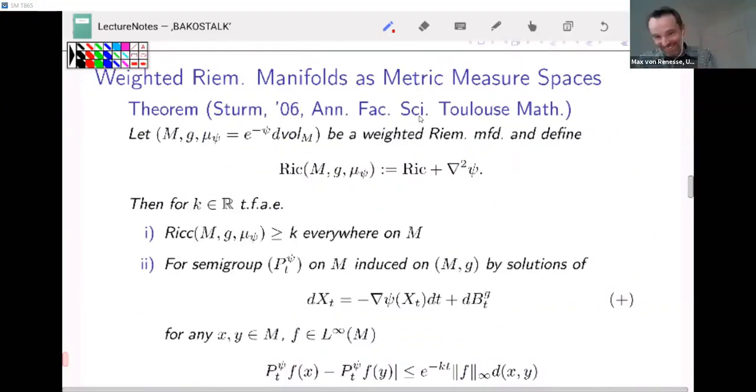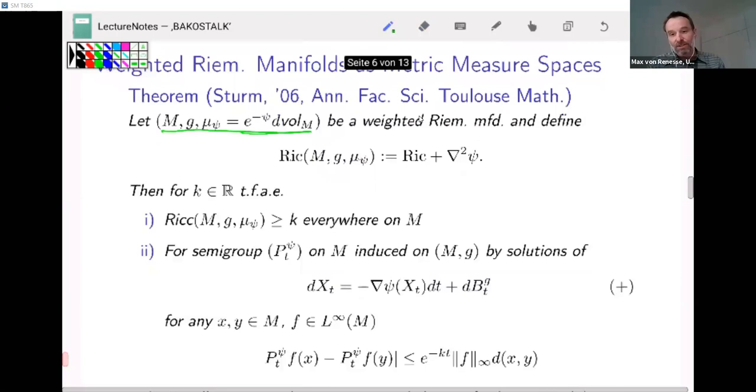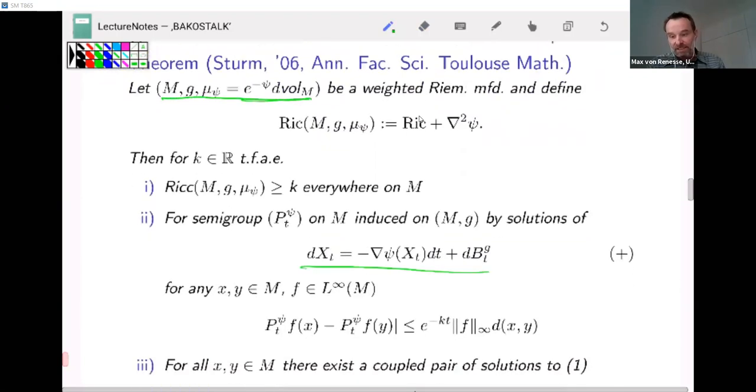So there is a generalization of this theorem, which was proved a little later by Karl-Theodor Sturm. It's a kind of straightforward generalization, when you consider the case of a Riemannian manifold, which you now equip with a weighted volume measure. And we all know that this weighted volume measure is the invariant measure for a corresponding stochastic differential equation, which now also involves a gradient vector field. If we have this Gibbs type volume measure, then there is a natural diffusion process on Rn or on the manifold, which has this measure as an invariant measure, which is just this drift diffusion equation.